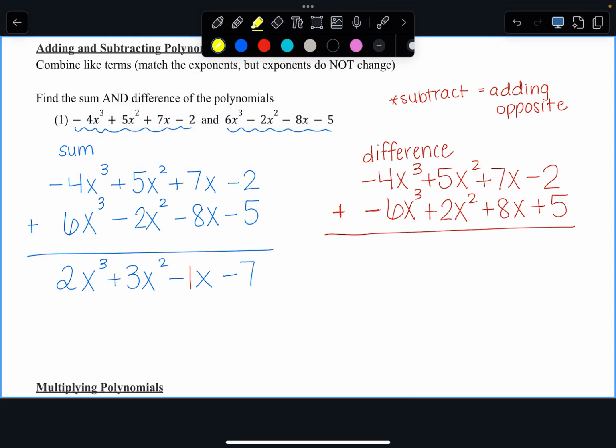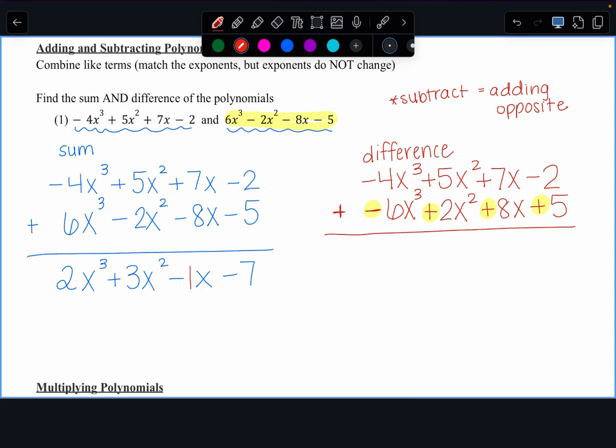So here, again, when we look, every single sign was the opposite of what it was originally. And then we can add like terms together. Okay?